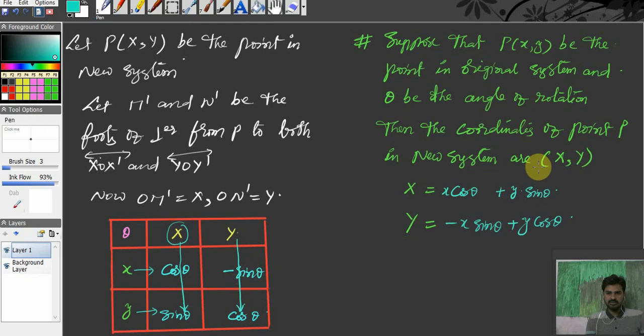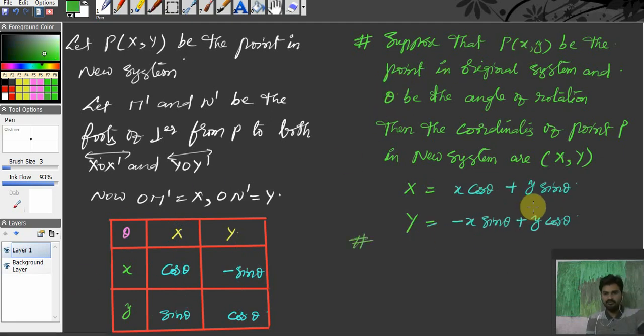This is the finding of the coordinates of a point in the new system when the original system coordinates of the point are given and the angle of rotation is given. Those are the formulas. Now we are going to find the original coordinates of the point P when the new system coordinates are given and the angle is given.